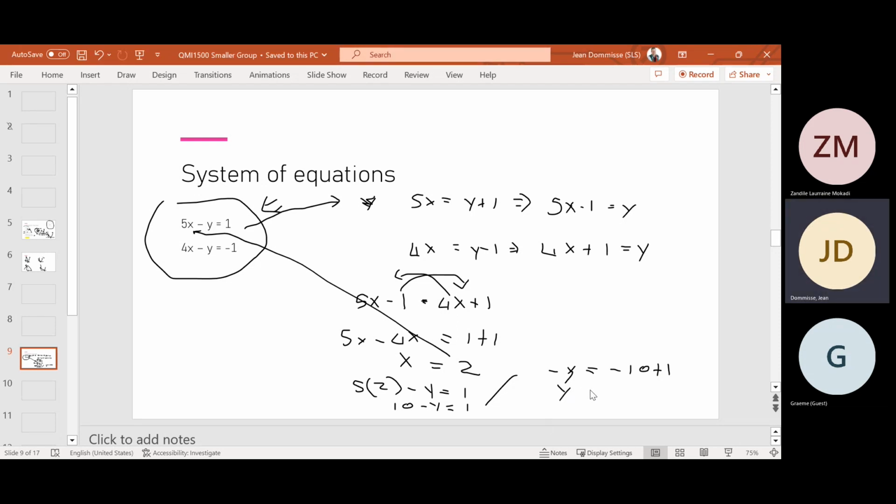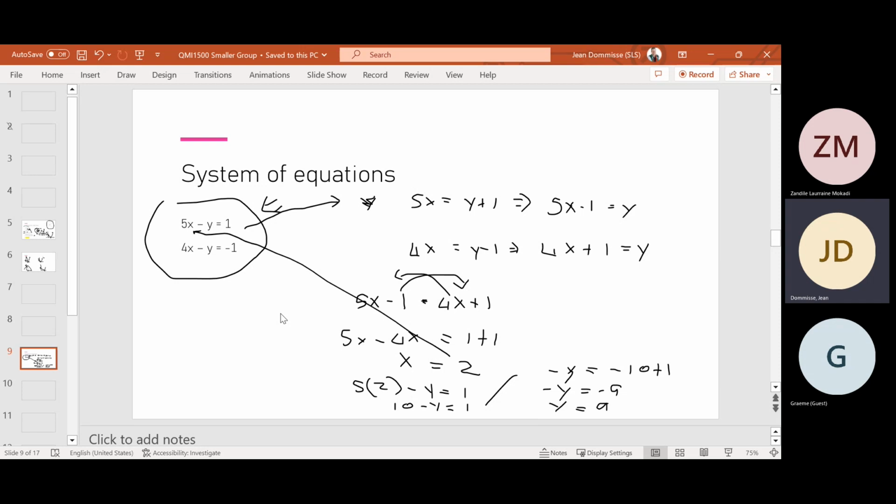So minus y is equal to minus 9. So y will be equal to 9. Okay, so that is one way of calculating your x and your y.